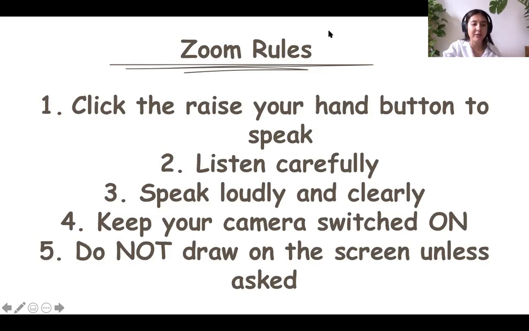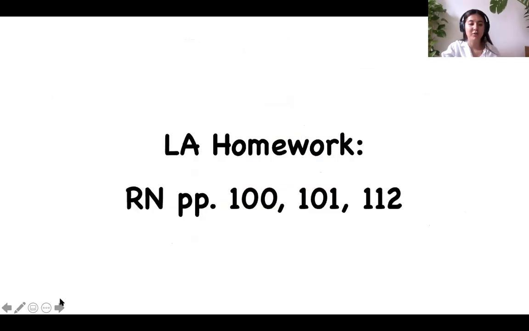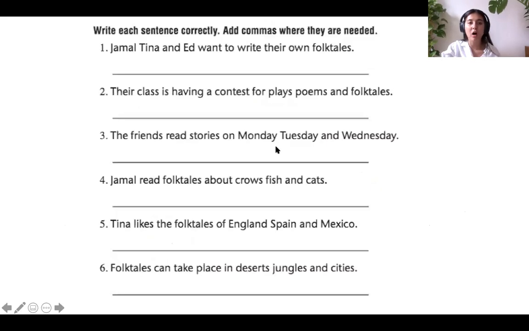pages in our reader's notebook: 100, 101, and 112. So let's have a look at those pages. Okay, so all about commas in a series. Write each sentence correctly and add commas where they are needed.